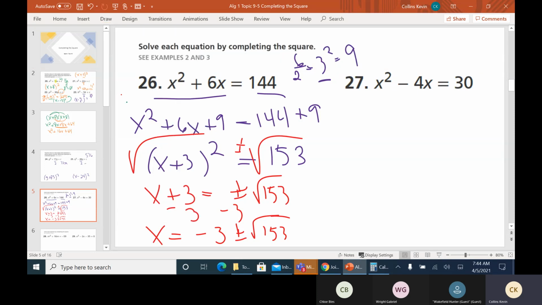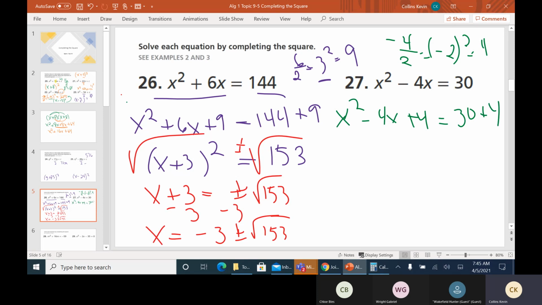So we take the minus 4, divide it by 2, and that gives us -2. Then we take -2, square it, we get positive 4. So what we've got here is x squared minus 4x plus 4 equals 30 plus 4. Okay? So we remember that this is going to factor into something that is a perfect square.